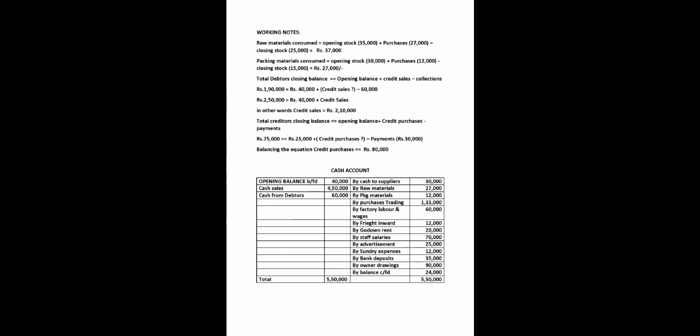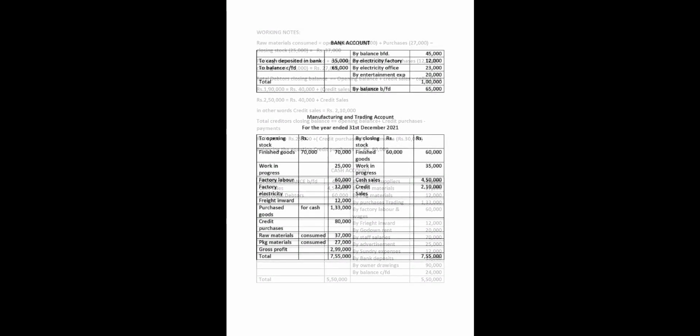Now we prepare the ledger accounts for cash account and bank account. We record all the cash payments in the cash account and cash collections from debtors. Everything has been taken from the illustration. Cash sales, which we found from the formula, have also been recorded, and so the total cash transactions during the year have been arrived at. When the closing balance and opening balance have been taken from the illustration itself, the difference will be the cash drawings by the owner, which amounts to 90,000 as a balancing figure.